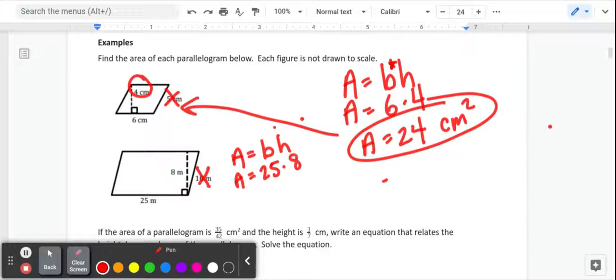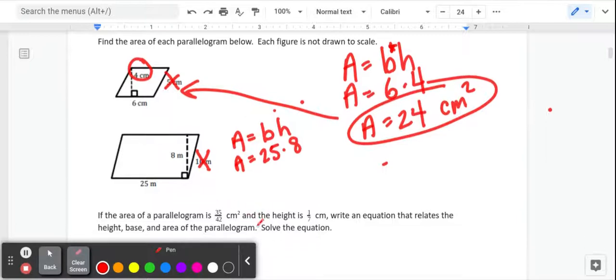Okay, so the big takeaway, you're still doing base times height for your area. You're still plugging in numbers. Just you really have to be careful of what number you use for your height. Okay, that right angle is where your height and your base connect. It is not ever going to be on an angle on a side, like slanted.